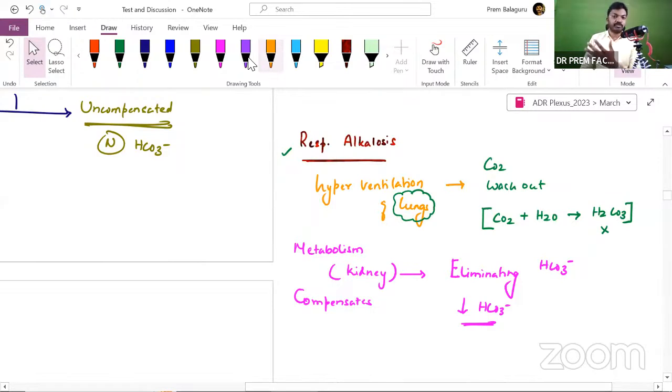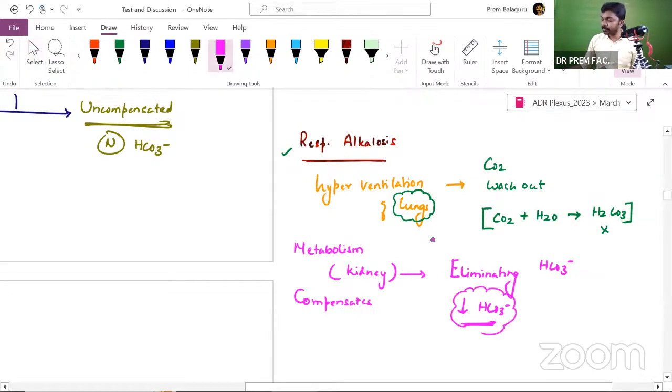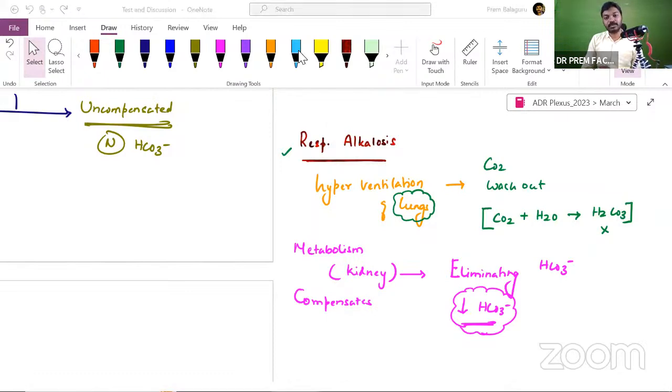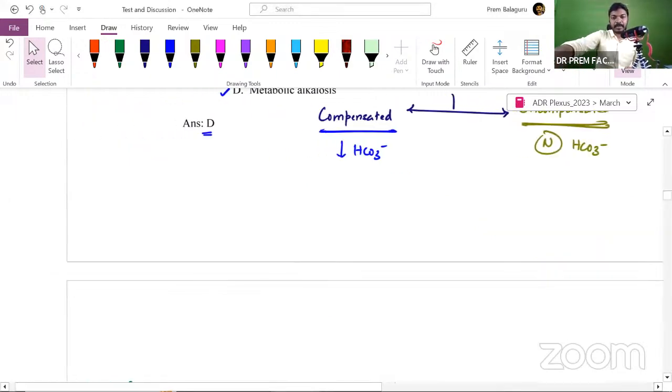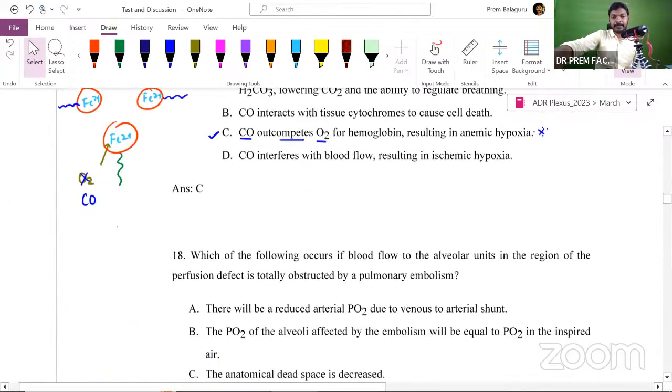So excrete base more. Very good, very good. Dr. Pratish, you're absolutely right. There is going to be more excretion of bases, and this will lead to a drop in bicarbonate level. That's exactly what is called compensation, right? Fine. I hope now you got this picture clear, doctors. So let's move on to the next question.